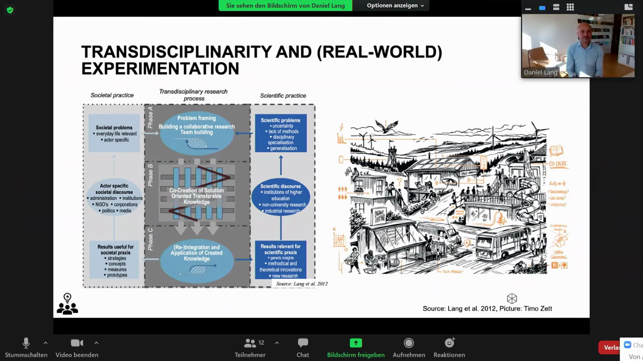That means it's also not a method, but it's a way of doing research with the key idea of bringing societal practices and scientific or academic practices together and really creating a mutual learning process, departing from a joint problem definition, a problem framing, the creation of a collaborative research team, then the co-creation of solution-oriented and transferable knowledge, and at the end of the day, the reintegration of the insights we gained in this mutual learning process to contribute to solving concrete societal problems, and on the other hand, to really also contribute to the larger body of knowledge to better understand phenomena on a more general basis, to create new methodologies, etc., etc.